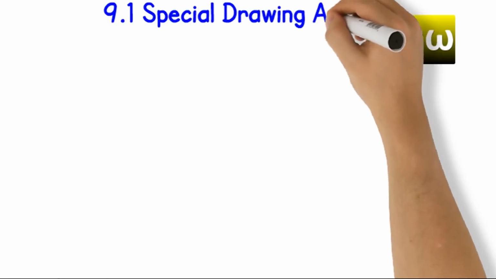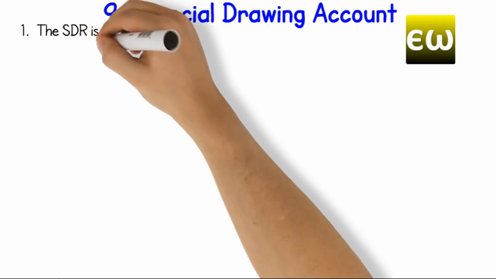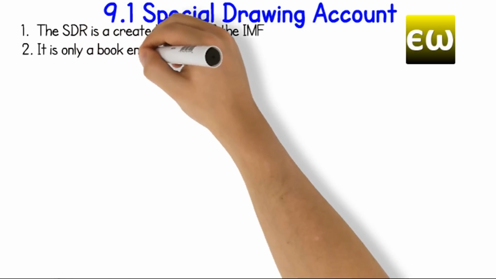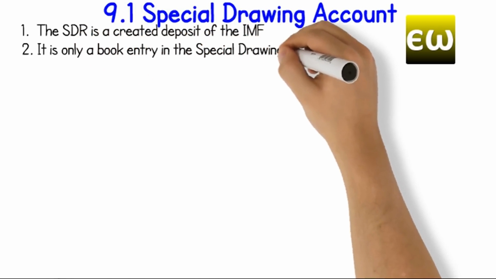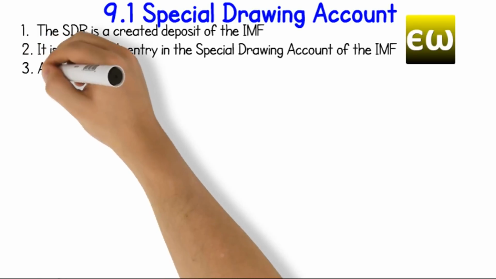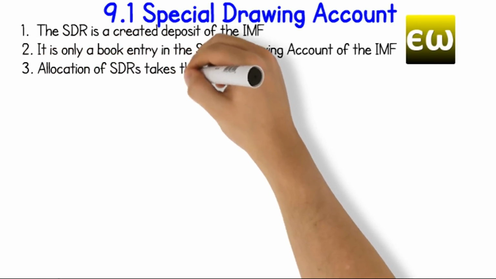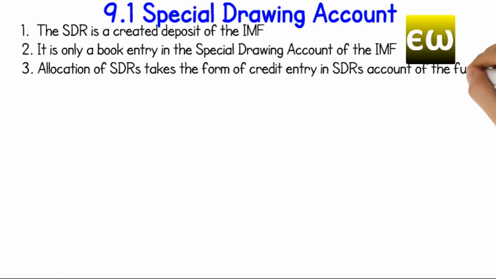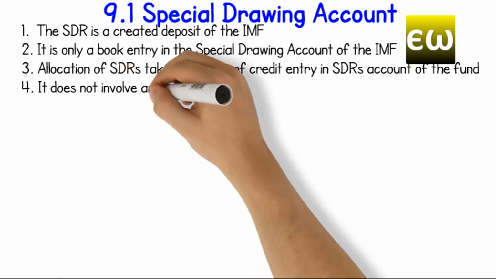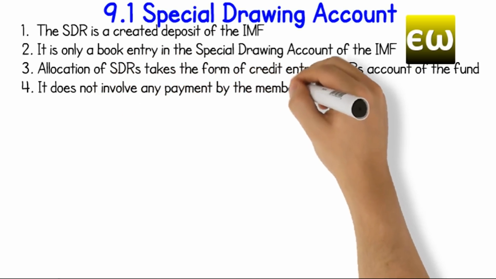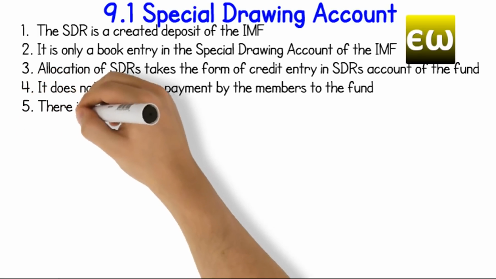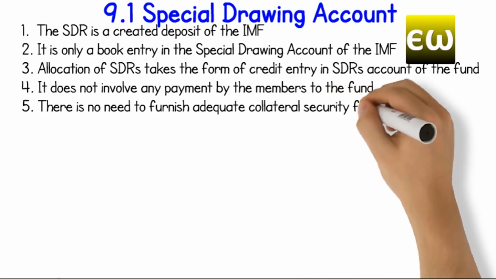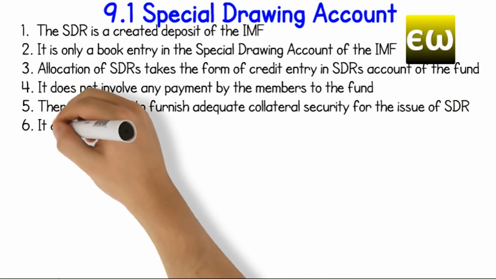Special drawing account. 1. The SDR is a created deposit of the IMF. 2. It is only a book entry in the special drawing account of the IMF. 3. Allocation of SDRs takes the form of credit entry in SDR's account of the fund. 4. It does not involve any payment by the members to the fund. 5. There is no need to furnish adequate collateral security for the issue of SDR.